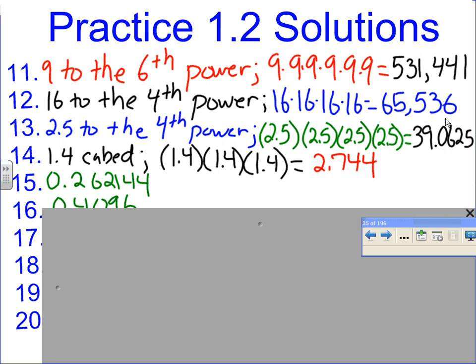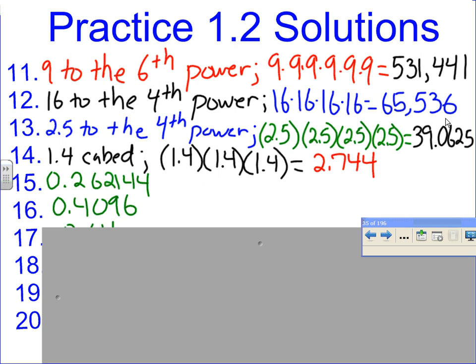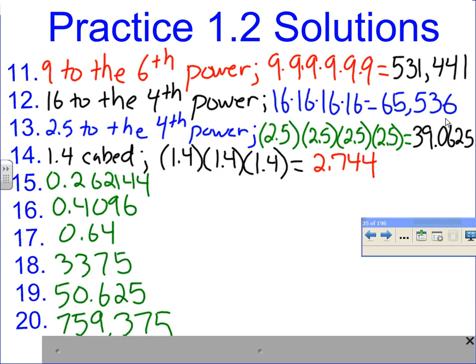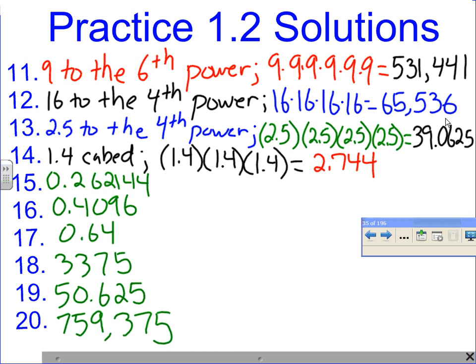15's answer is 0.262144. 16, 0.4096. Am I going too fast for anyone? 17, 0.64. 18, 3,375. 19, 50.625. 20, 759,375. Did I mess up? Oh, that's a comma. My fault. Is that good?